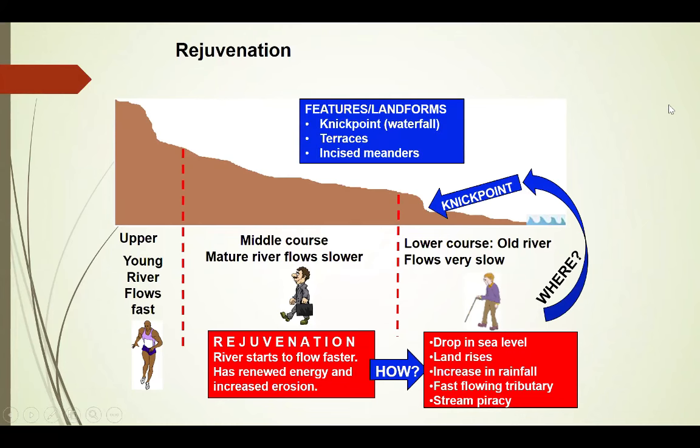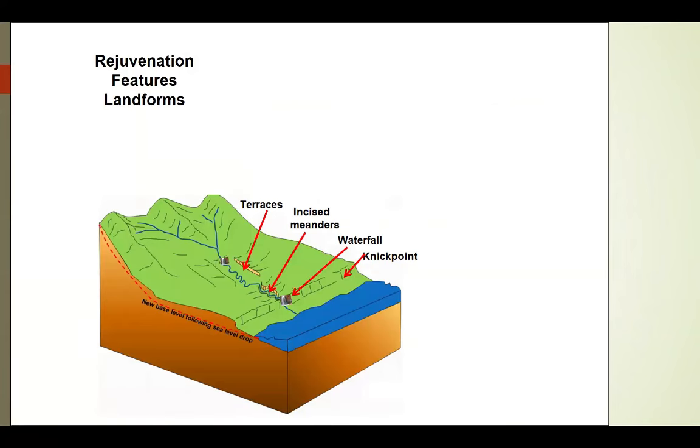Now, let's look at evidence of river rejuvenation. So number one, what is the evidence that river rejuvenation has taken place? We can see different features. A nick point is a point where rejuvenation will take place. So once you see a nick point, you must know rejuvenation has taken place. We said a nick point is where there is a sudden change in the gradient of the river. That is where your rejuvenation takes place.